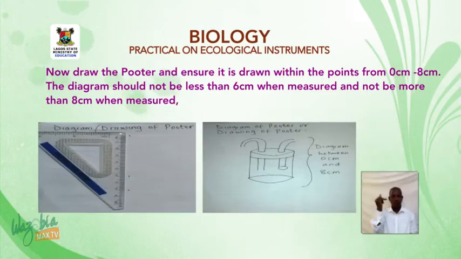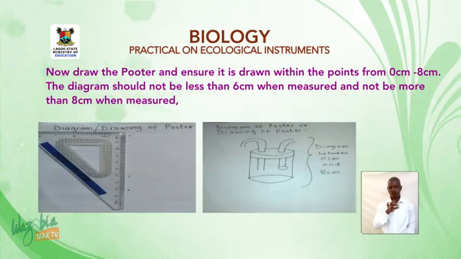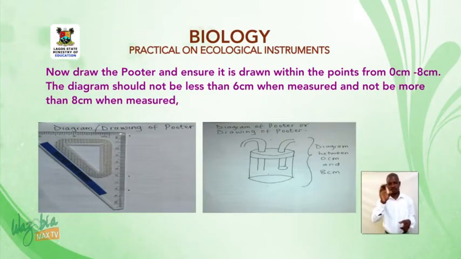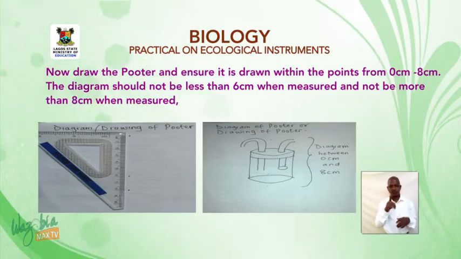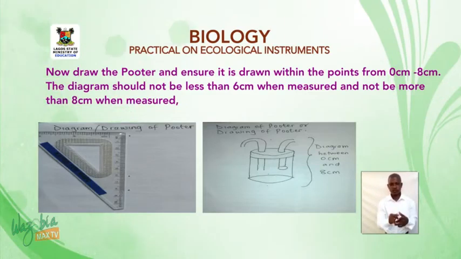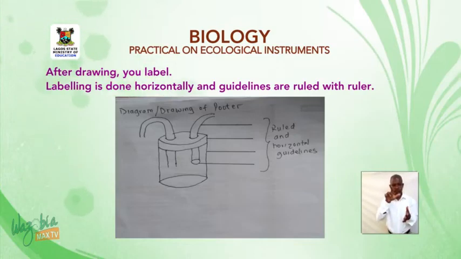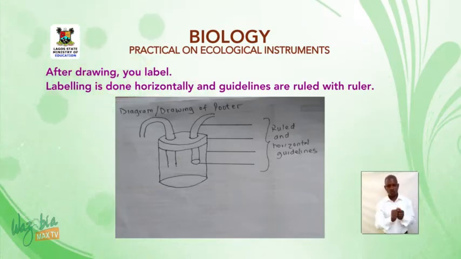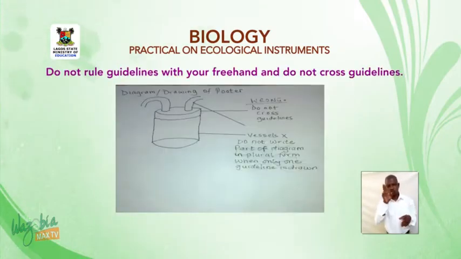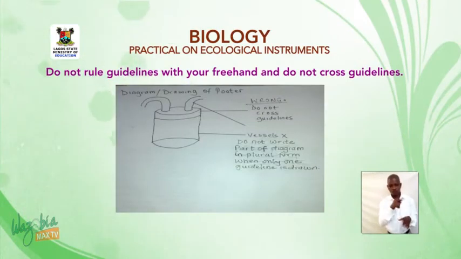Now, draw the pooter and ensure it is drawn within the points from 0 centimeter to 8 centimeters. The diagram should not be less than 6 centimeters when measured and not be more than 8 centimeters when measured. After drawing, you label. Labeling is done horizontally and guidelines are ruled with ruler. Do not rule guidelines with your free hand and do not cross guidelines.